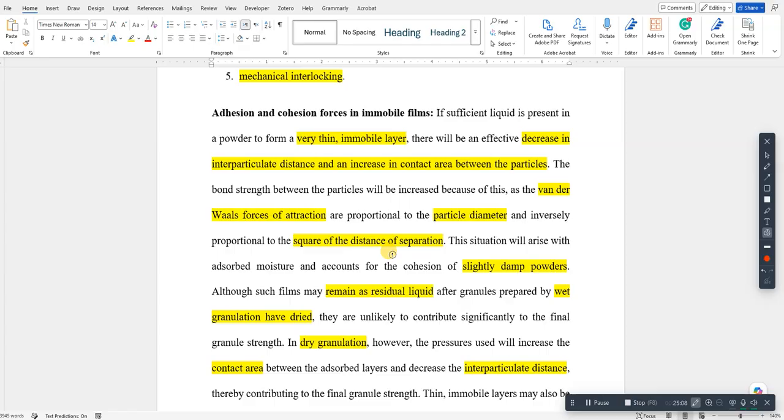And you know that in dry granulation, what do we do? We cause the particles to come very close to each other, and this will cause the particles to adhere very well to each other. What does this mean? When the distance becomes smaller, the van der Waals forces become very strong. Okay? It's even more important than the particle diameter.